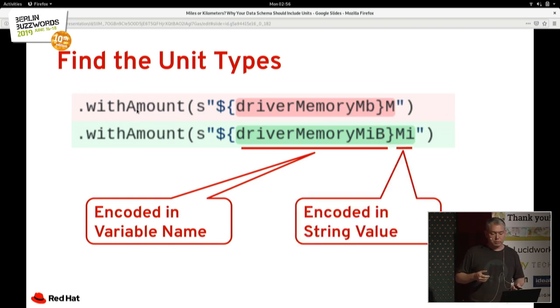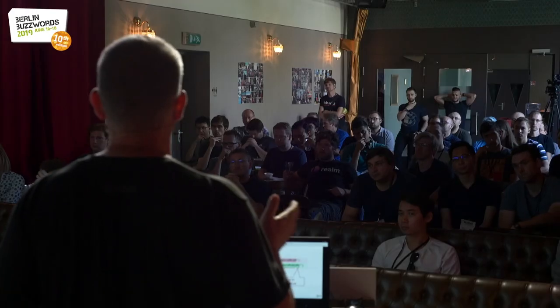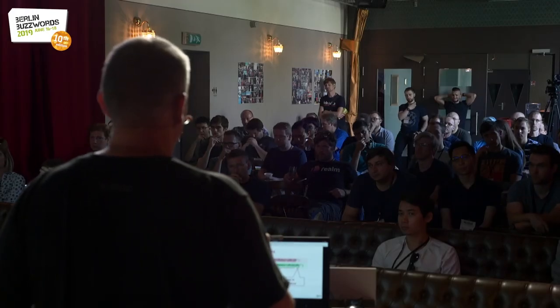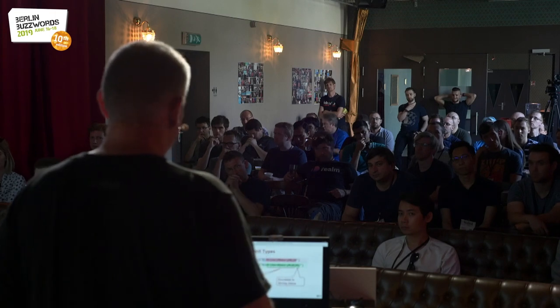The second place it's living is it's encoded in the string value that's being sent out to the kube API. Now, this does mean something at runtime to the Kubernetes API. But again, you can see it's embedded in a string value. So from the compiler's point of view, there's nothing it can get its arms around to tell you what might be wrong or right about your unit expressions. And so in a real sense, the compiler is unable to prevent the programmers from causing this bug.